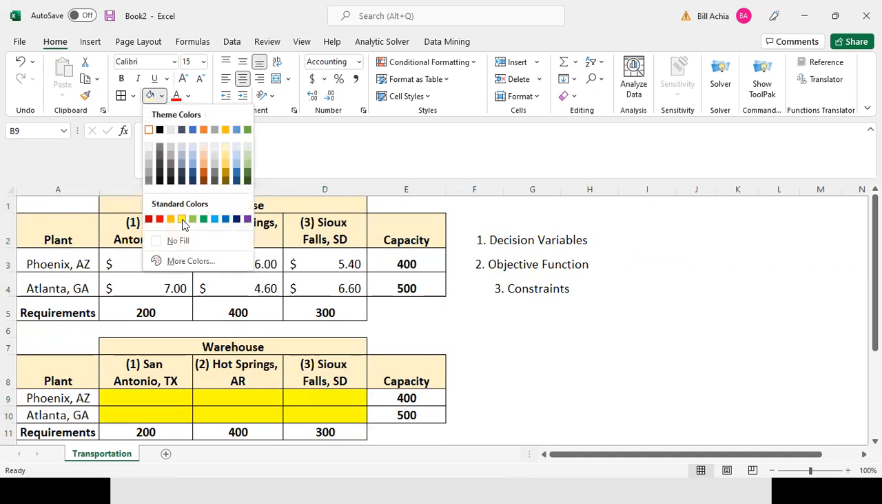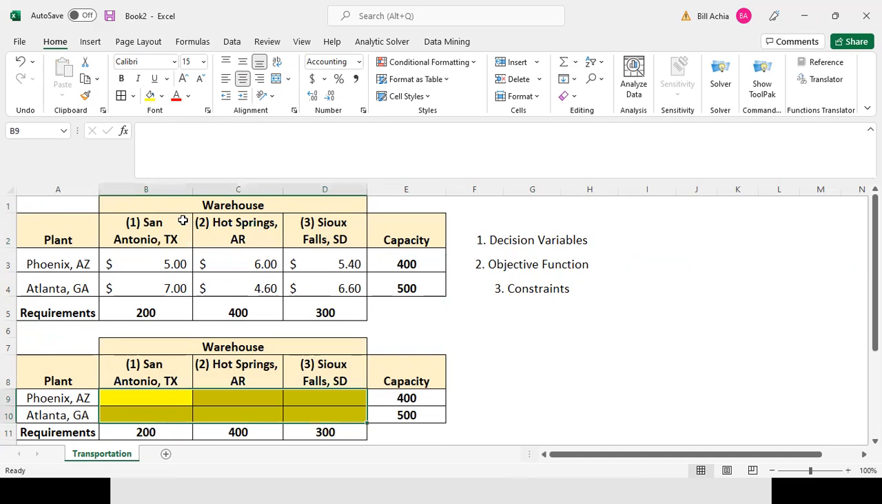Okay, and the reason why I'm doing that is I want Excel to give me the solutions to how much we are going to ship between Phoenix and San Antonio, Phoenix to Sioux Falls, Phoenix to Hot Springs, and the same for Atlanta. Okay, so these cells I've highlighted in yellow here are decision variables. We just leave them blank because we don't know what it's going to be until we finish our calculation.